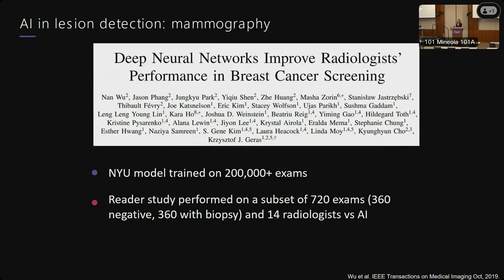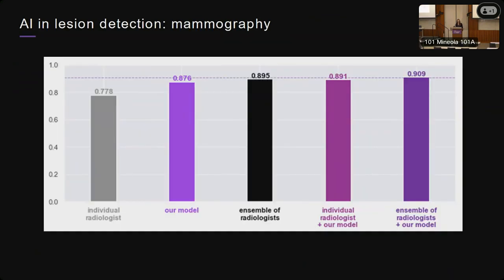This brings us to our collaborative work at NYU. It's led by Linda Moy, who's a radiologist, and Christoph Jaros, who's a machine learning scientist. We trained on over 200,000 mammograms, which, since each mammogram has 4 images, is almost 1 million images. And then we pitted our AI versus 14 radiologists, including yours truly. And this is what we found. Our individual radiologist accuracy was only 77.8%. It's actually not bad. But the model did better. So an AI is outperforming an individual radiologist.